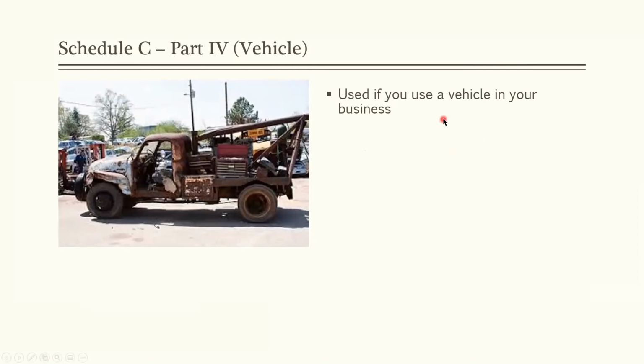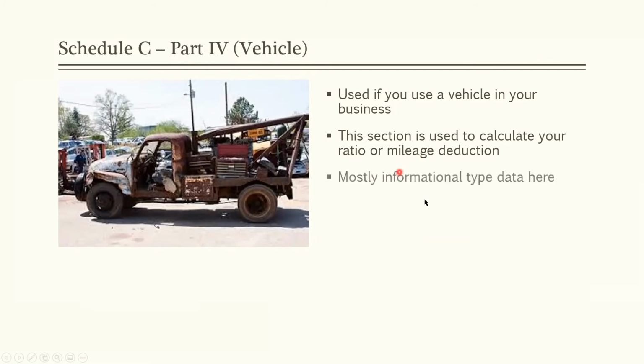You can use this section, it's part 4 of the Schedule C. You use this if you're using a vehicle in your business, and it's used to help you determine your ratio or your mileage deduction. We'll talk about these again here in just a few minutes. So as you'll see on the Schedule C, you have to list your business miles, your commuting mileage, and your other mileage, and we'll use those numbers to generate this ratio, and we'll see why here in a minute. It's mostly just informational data here, nothing really substantive.